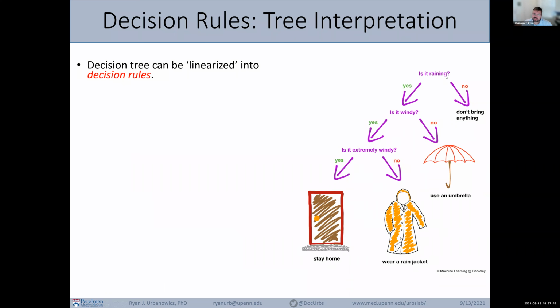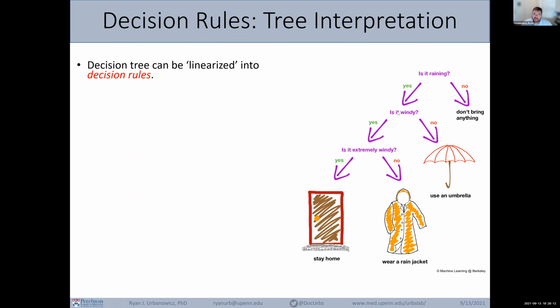So if you're familiar with decision trees, you basically have a tree of features and you're asking, is the feature value above or below some threshold, or does it have one value or not? So here, our decision tree asks, is it raining? Yes or no. And then we just follow down the tree until we hit a decision at the end node of each branch of the tree. So here, is it raining? No, don't bring anything is the decision.